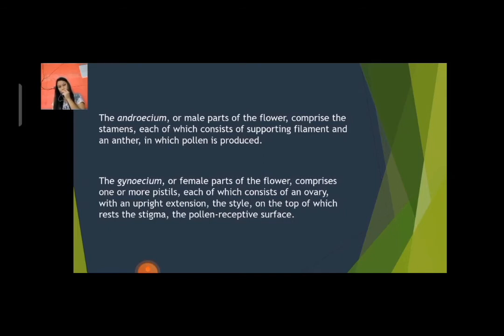The gynoecium or female parts of a flower comprise one or more pistils, each of which consists of an ovary with an upright extension, the style, on the top of which rests the stigma, the pollen-receptive surface.